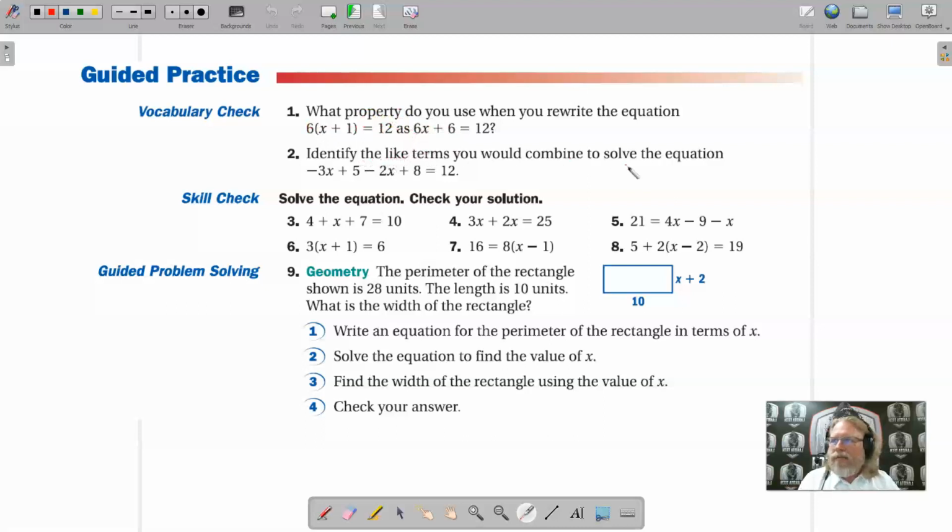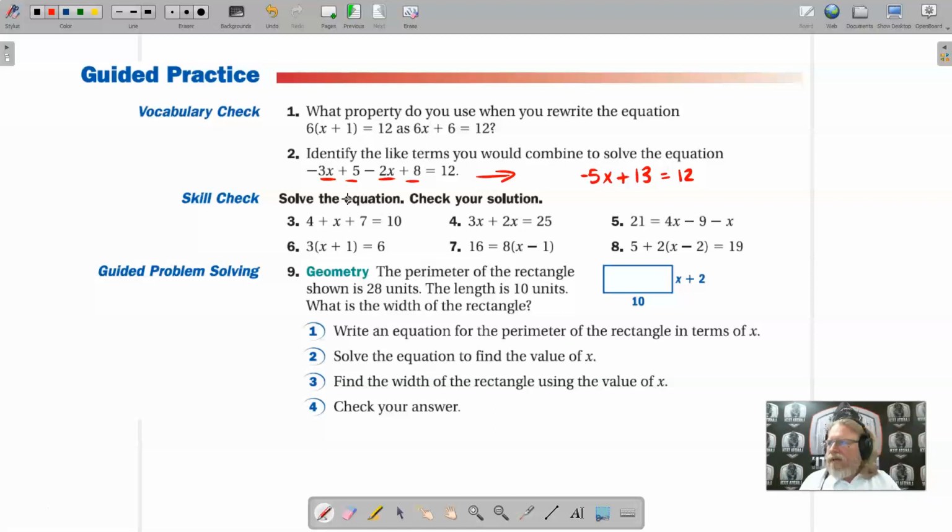Identify the like terms you would combine to solve this equation. Well, we know that like terms have to have identical variable sets, right? Or they could also be constants as well. So we have the terms of x here, negative 3 and negative 2. That would be negative 5x, and we could combine those into a negative 5x. Likewise, we could combine the positive 5 and the positive 8 to a positive 13. We could combine those as well, and then bring down that 12. And we don't have to solve that. They just want us to identify the like terms that we combine to get from this over to this.